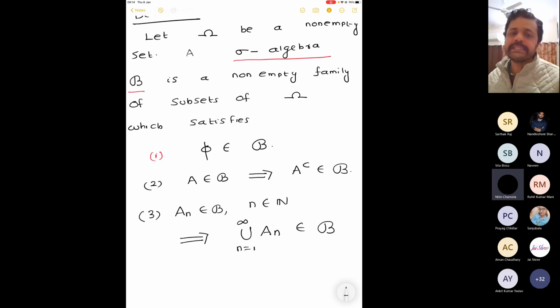I don't have to impose intersection. That will automatically follow. Yes or no? Yes, sir, because of De Morgan's law and complementation. I don't have to impose that if A1, A2, A3, etc., AK are disjoint, then their union is in B. That will follow from the last one. Once countable union is there, finite union of disjoint sets will also be there. Yes or no?